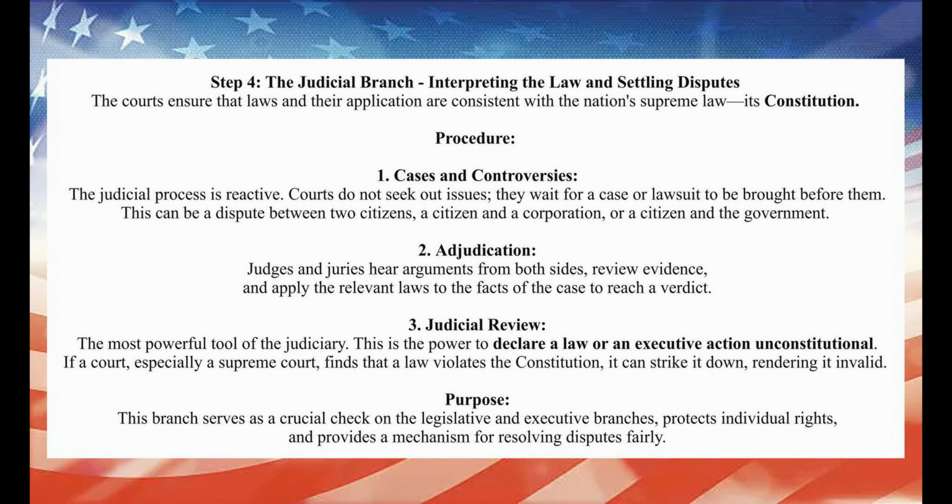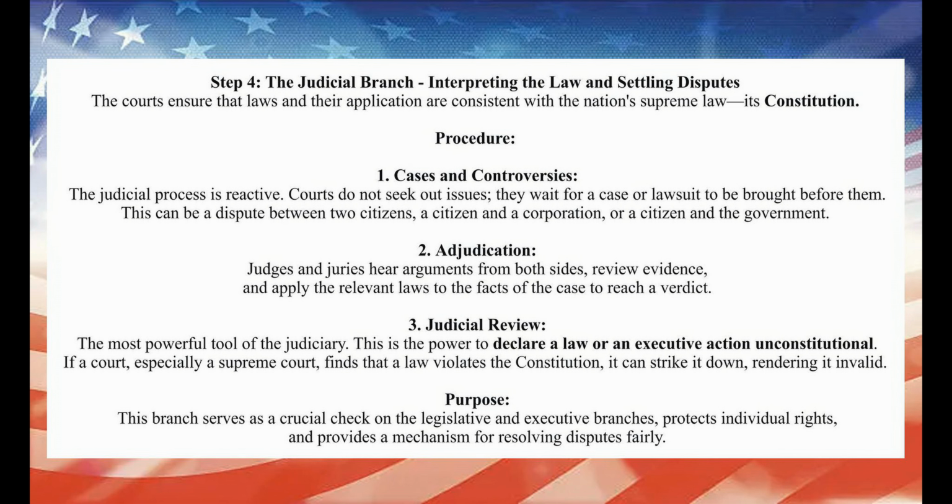Step 4. The judicial branch. Interpreting the law and settling disputes. The courts ensure that laws and their application are consistent with the nation's supreme law, its constitution. Procedure: 1. Cases and controversies. The judicial process is reactive. Courts do not seek out issues. They wait for a case or lawsuit to be brought before them. This can be a dispute between two citizens, a citizen and a corporation, or a citizen and the government. 2. Adjudication. Judges and juries hear arguments from both sides, review evidence, and apply the relevant laws to the facts of the case to reach a verdict.